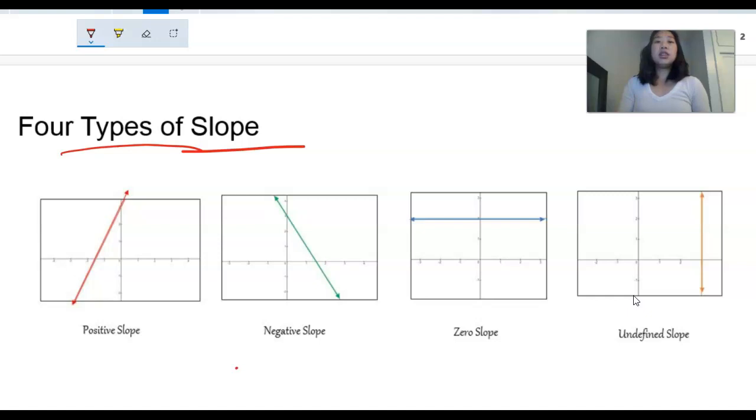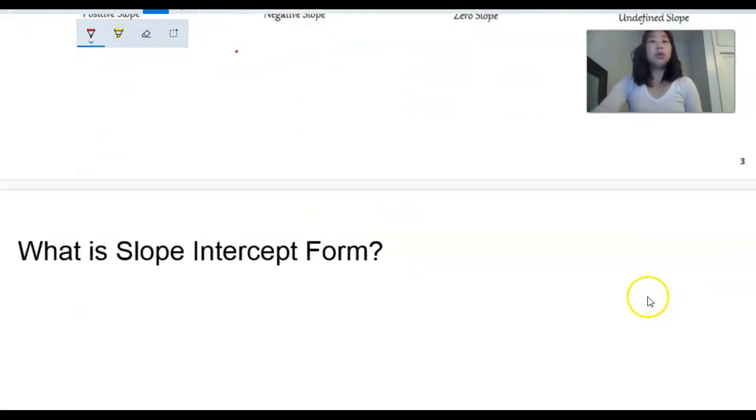I always tell my students, if you had a little man on the left side, and he's walking uphill, it's positive slope. If the man is on the left side and he's walking downhill, it's negative slope. If he's walking straight, it's 0 slope. There's literally no slope. And straight up and down is undefined slope. It's a good refresher for our students to know the 4 different types of slope before we get started.